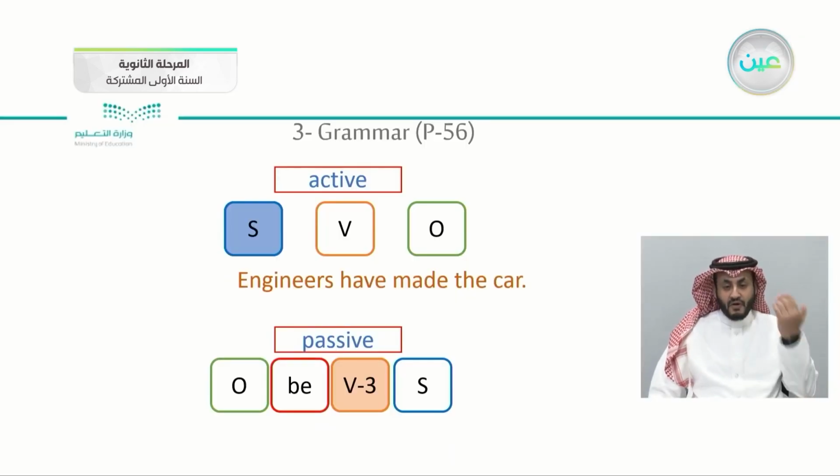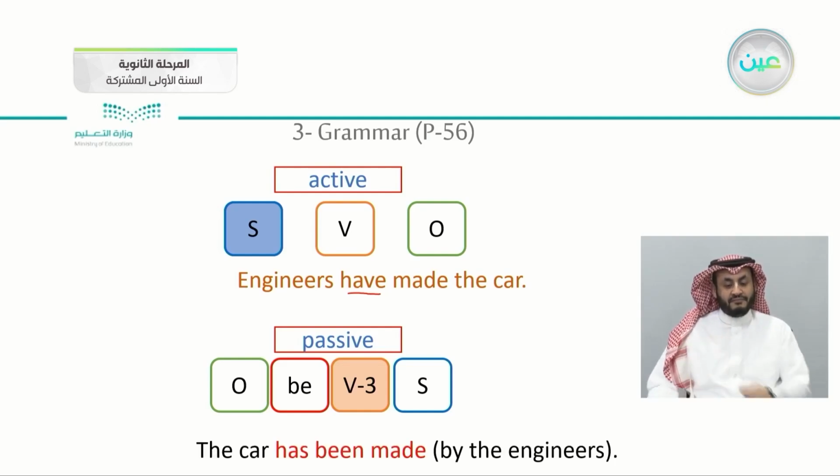How about if I am having a sentence in the present perfect tense? Engineers have made the car. Engineers have made, have in here. So I will start with the object. I will say the car has been made by the engineers. The car, that's why I will use has, not have, then been made. So notice the verb, then present, past, future, or present perfect. Then you can change the tense of the passive.